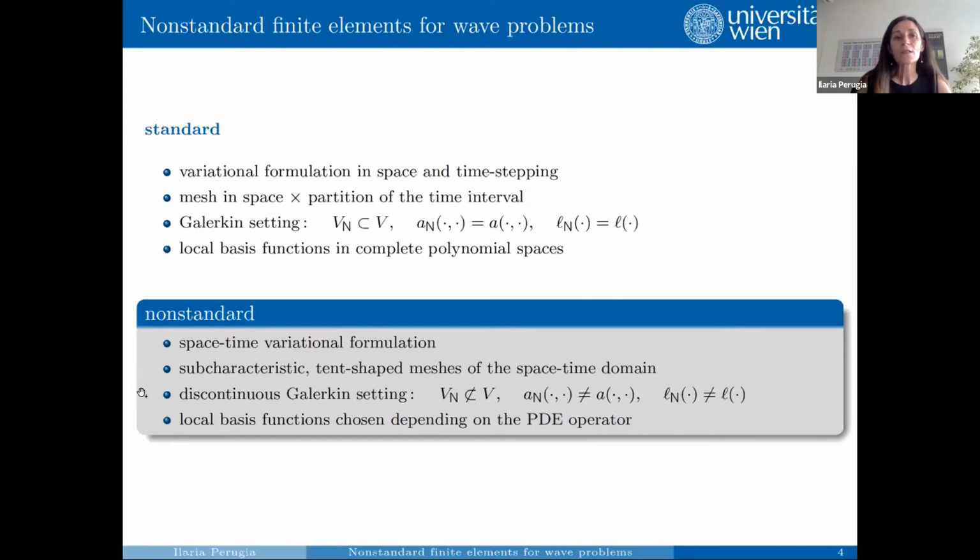And then instead of using the Galerkin setting, I will use the discontinuous Galerkin setting, which means that I don't require that my piecewise polynomial space are globally continuous. So we also have to modify the bilinear form and the right-hand side to accommodate this discontinuity. And then in the end, instead of taking standard polynomial functions, I will try also to use problem-adapted basis functions, so related to the operator that we want to discretize.